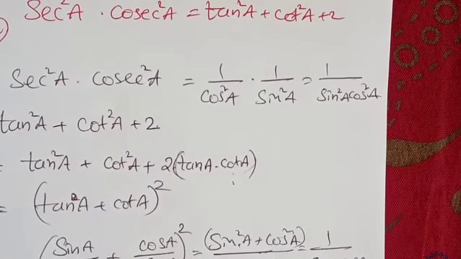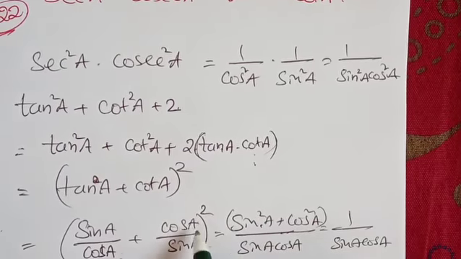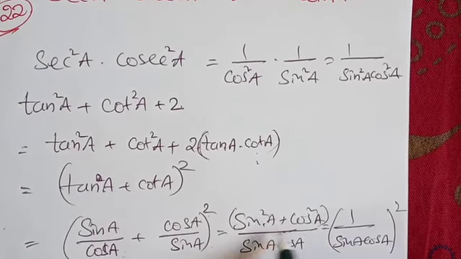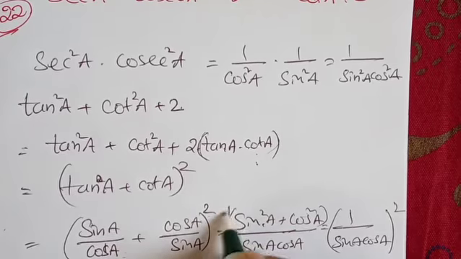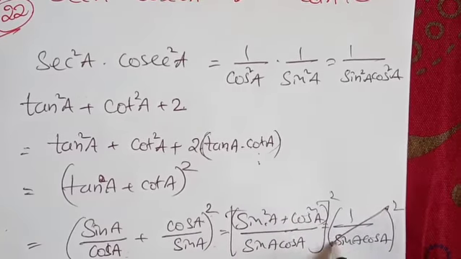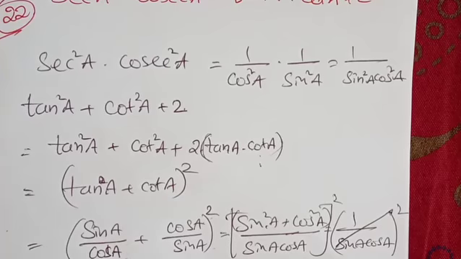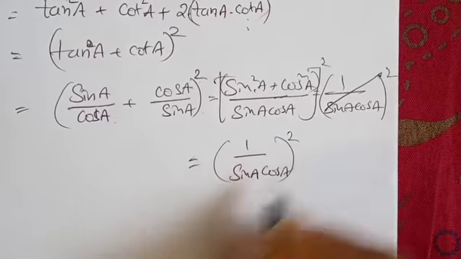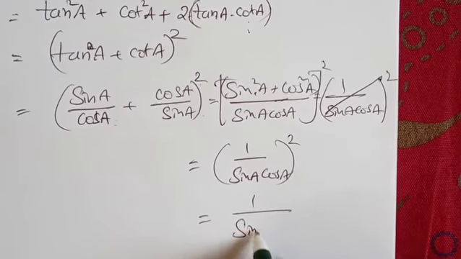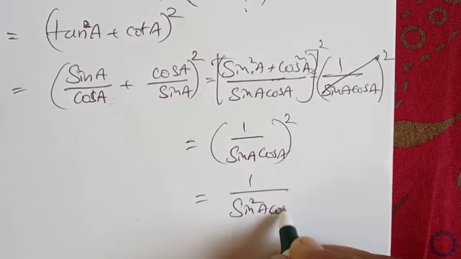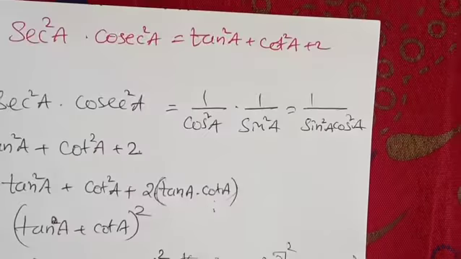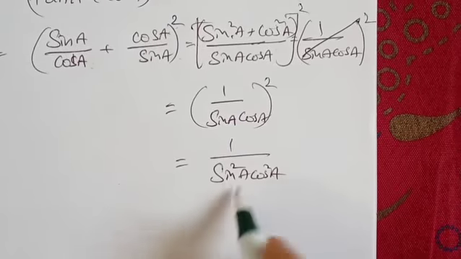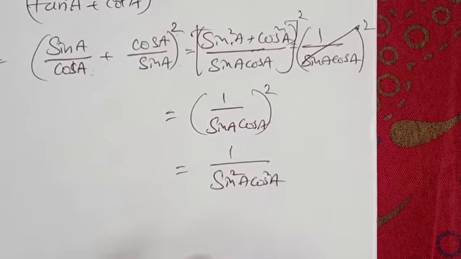So we got 1 by sin A cos A, it is also whole square, children. We should not forget to write whole square. This is what? 1 by sin square A cos square A. And LHS also we got 1 by sin square A cos square A, and RHS also we got 1 by sin square A cos square A.